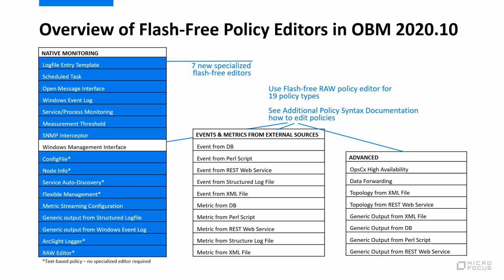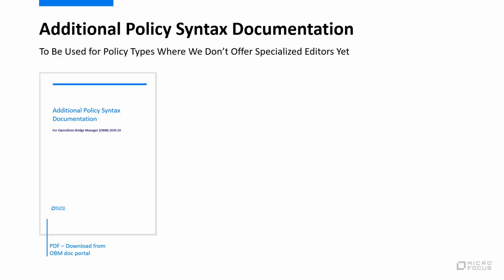Then we have the group of policies in the middle that allows you to create events or metrics from external sources. These are typically used when integrating data from other third-party vendors using our operations connector. And on the right, you see the group of advanced policies. To edit one of the 19 policy types with white background, use the raw policy editor and edit the policy syntax directly, for which you need to refer to the additional policy syntax documentation.